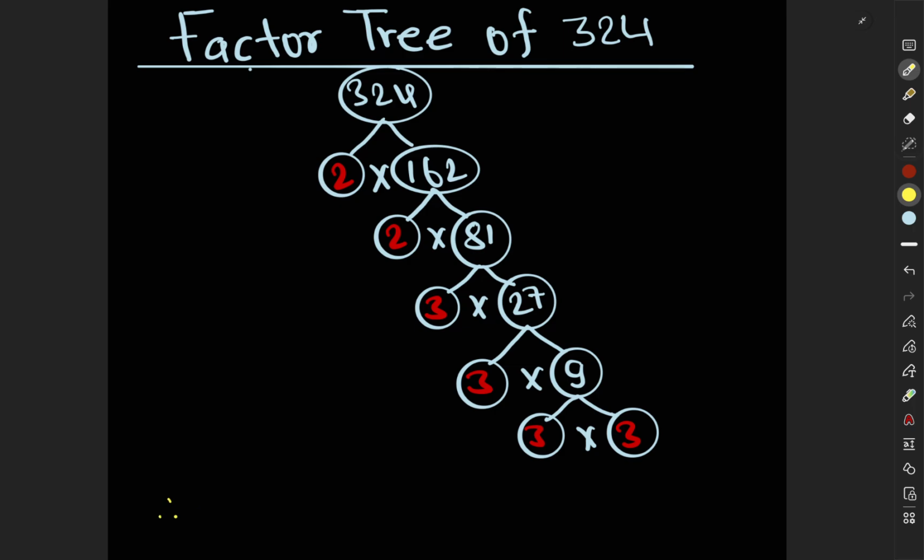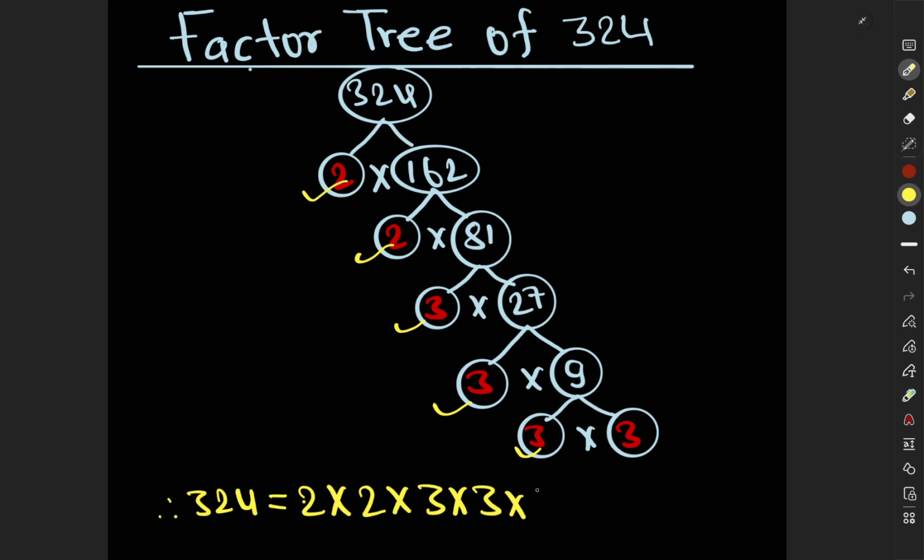So we can write 324 is equal to the product of all these prime numbers, that is 2 times this 2 times this 3 times this 3 times this 3 and at last this 3.